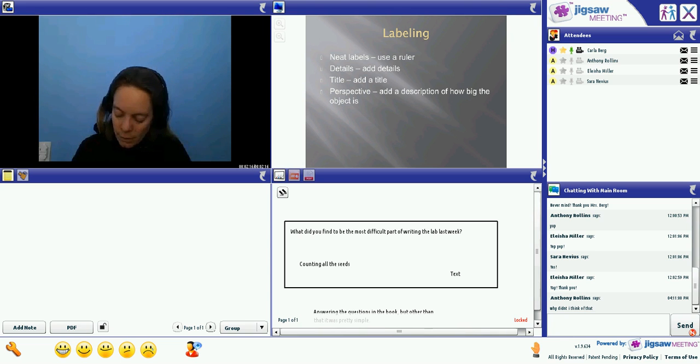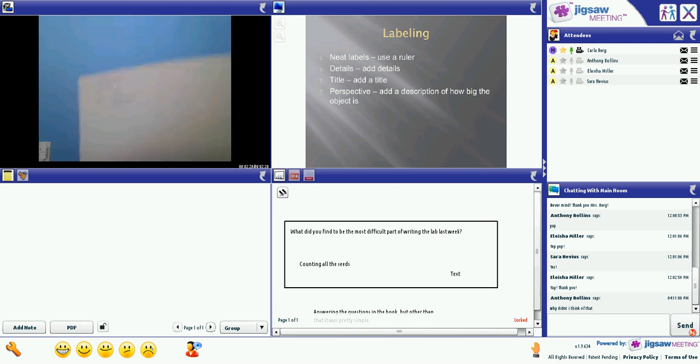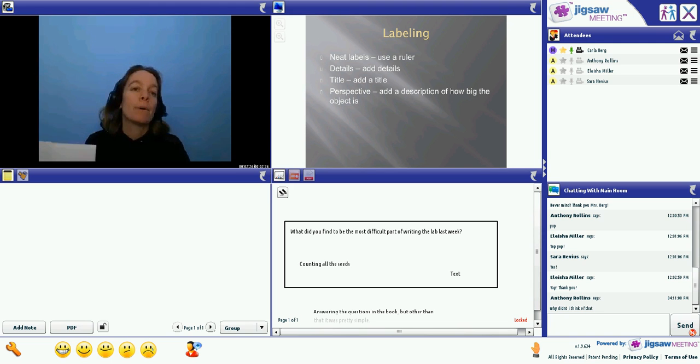And as neat as possible. So I am labeling this Mrs. Berg's cat. You need to add a perspective or a description of how big the object is. So this is where a ruler comes in. If you are drawing something that you can measure with a ruler, you measure it.